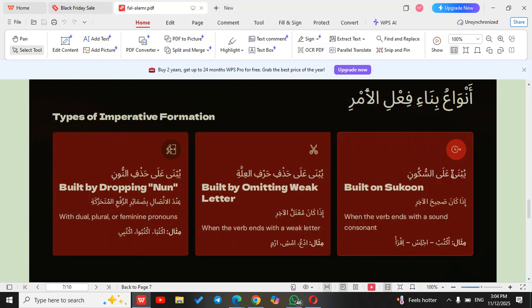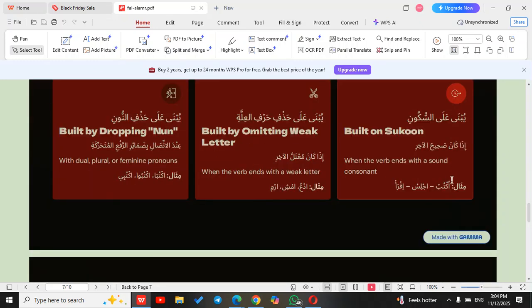We have al-bina' ala sukun, which is built on sukun. We have al-bina' ala hadhf harf illa, which is built on omitting the weak letter. And we have al-bina' ala hadhf nun, which is built on the dropping of the letter nun. So all this we are going to explain one after the other.